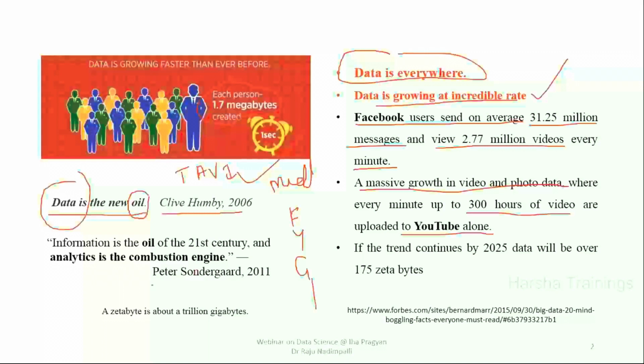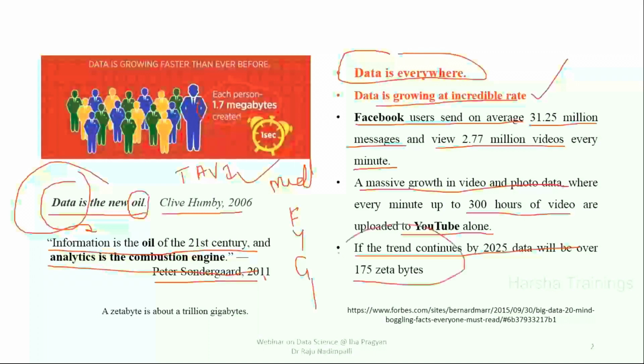There is another person called Peter Sondergaard, the Gartner president in 2011. The same idea has been put in a different way: information is the oil of the 21st century, and analytics is the combustion engine. If the same trend goes on, by 2025 we will have around 175 zettabytes of data, where 1 zettabyte is equal to 1 trillion gigabytes.